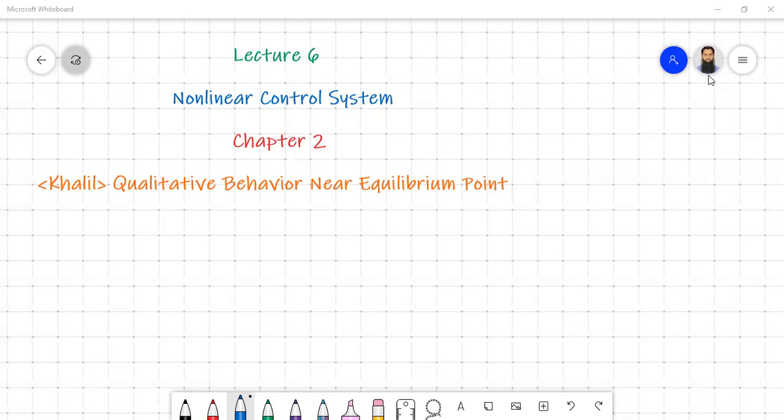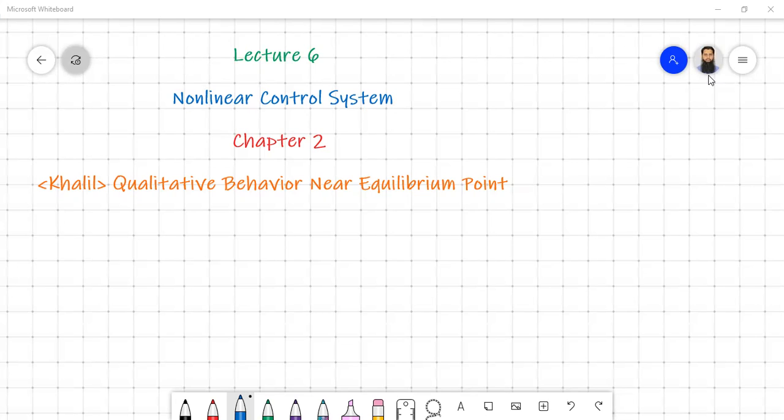We already have discussed how to obtain the equilibrium point, or basically the points where the system state always wants to stay. Once it is there, it always stays there, so the derivative terms vanish. That is why they are called equilibrium points. Now, in general, the qualitative behavior of a nonlinear system near an equilibrium point can be determined via linearization with respect to that point.